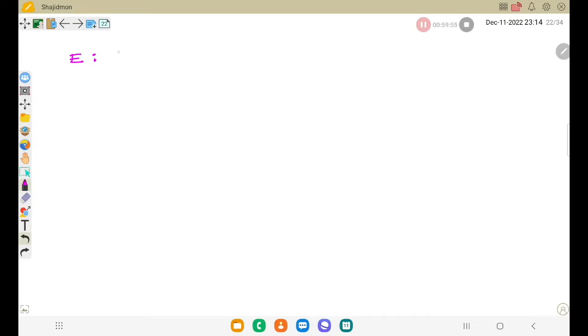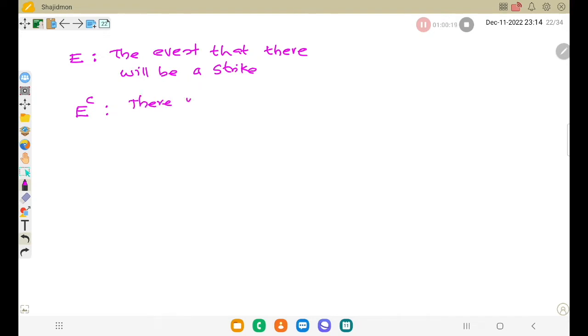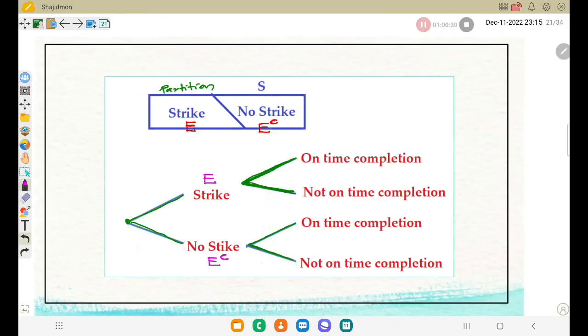So I am just starting first with the E letter, event. What is the meaning of that one? The event or the partition that there will be a strike, correct? There will be a strike. Now E complement, what is the meaning of E complement? E complement means there will not be a strike. Hope you understood. That is the meaning of E complement. Now here we have written in short way E and E complement.